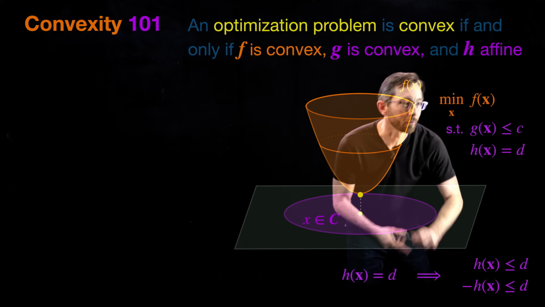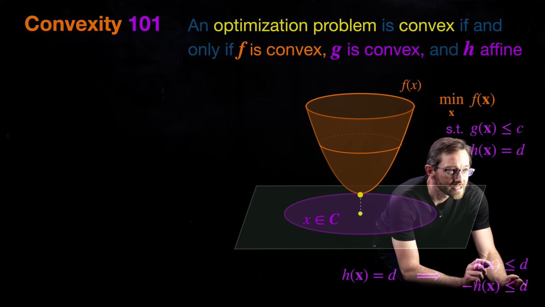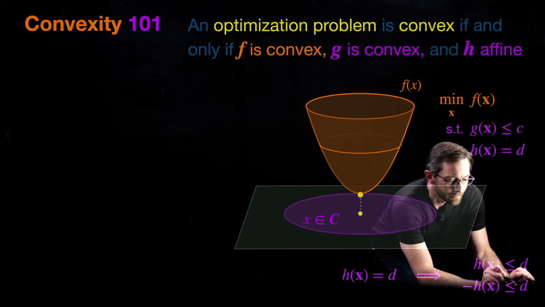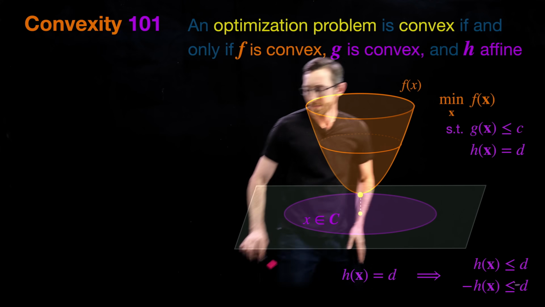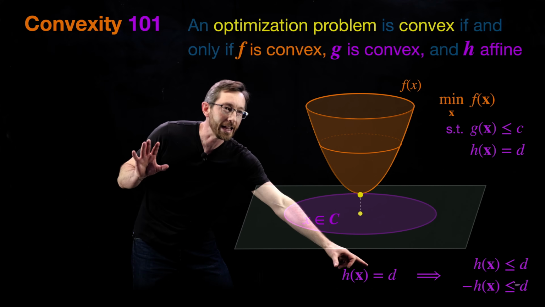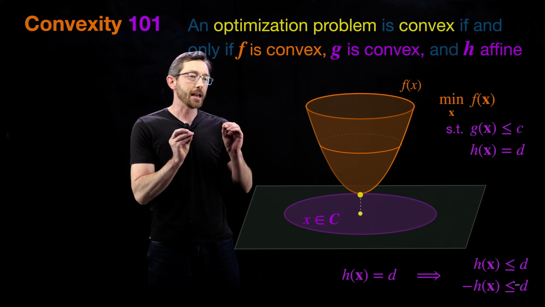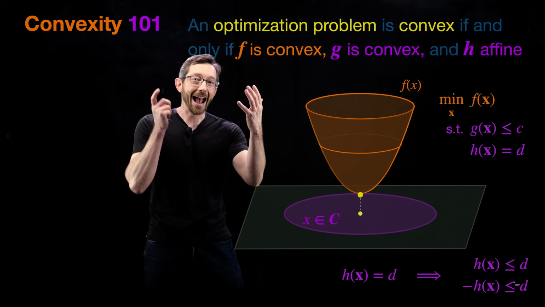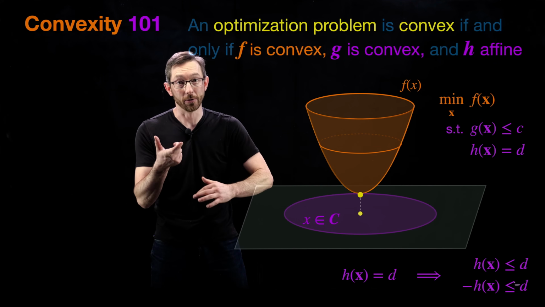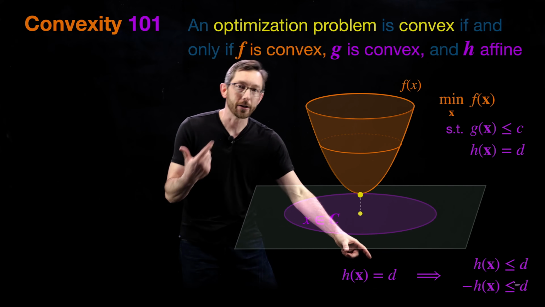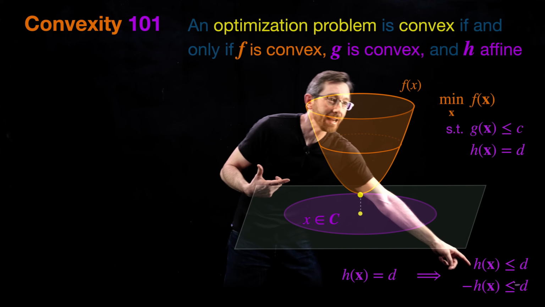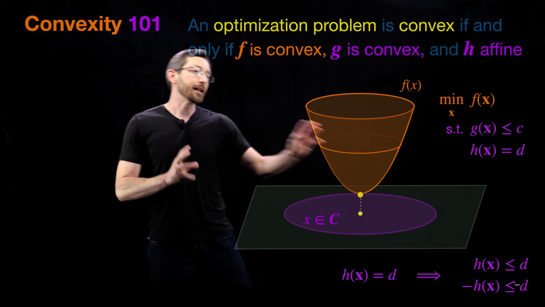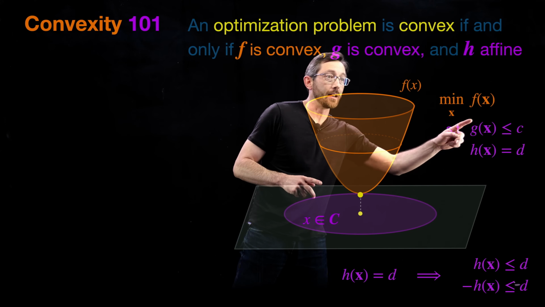Let me just make a little correction here. This should be a minus d here. So I can say if I have h of x equals d, then that is true if h of x is greater than or equal to d, and if h of x is less than or equal to d. And h of x greater than or equal to d is the same as minus h of x being less than or equal to negative d. Okay?